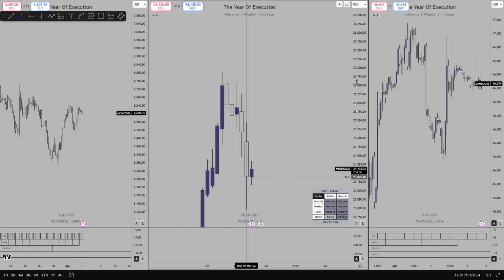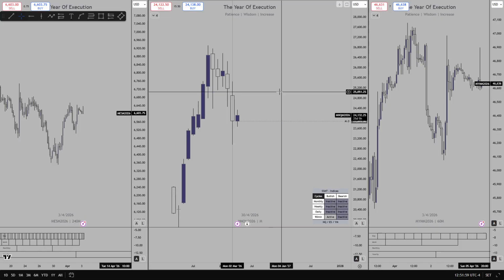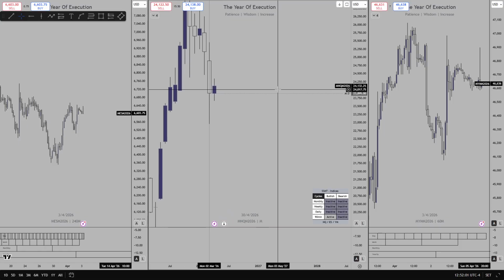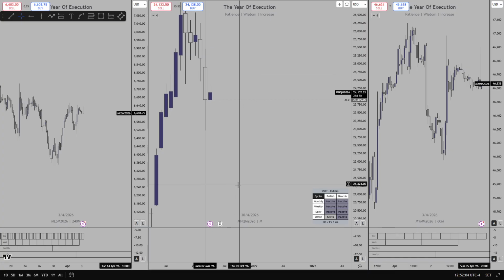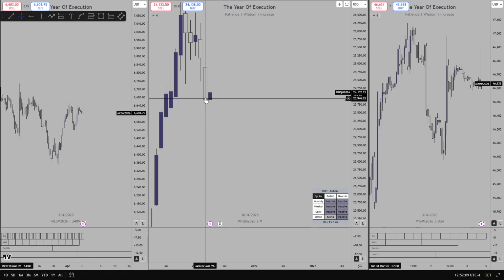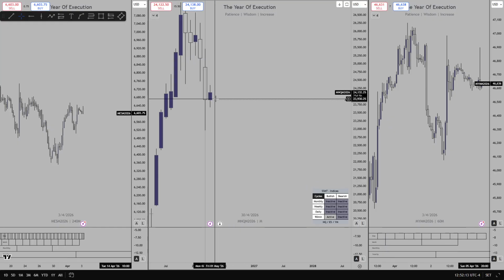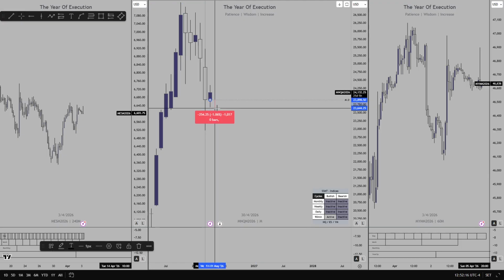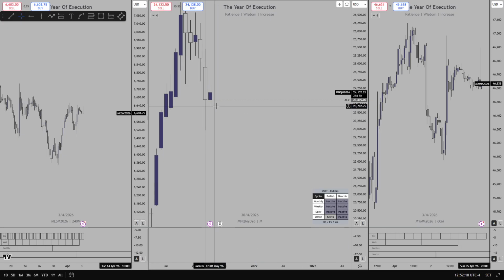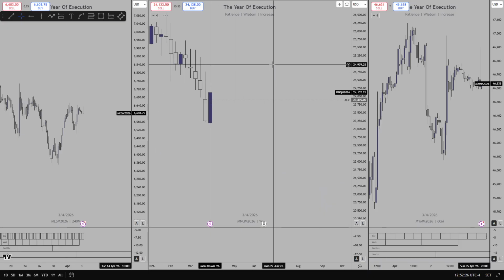We can use power of 3 to basically predict which direction price will most likely go. We do that by marking the monthly open. So basically a rundown with power of 3, we just mark out whether it's the daily open, the weekly open, the monthly open, and then we see if it manipulates below it or above it, depending if it's a bullish or bearish candle. We can use that to our advantage.